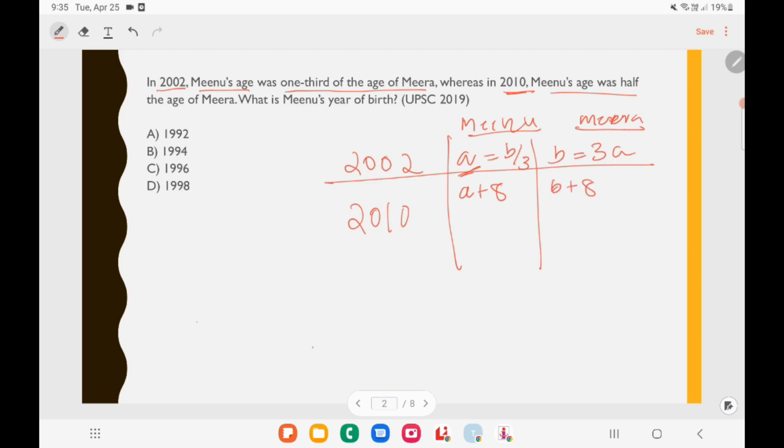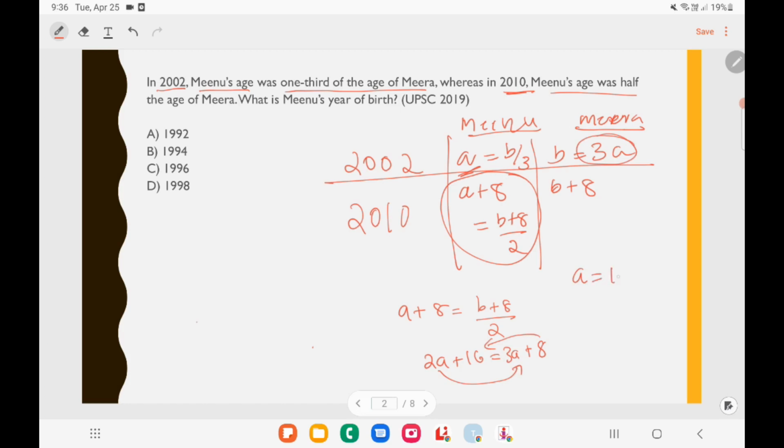It is said that in 2010, Meenu's age is half that of Meera. That means A plus 8 is equal to (B plus 8) by 2. Multiplying by 2, we get 2A plus 16 is equal to B plus 8. And B, you know, is 3A, so just substitute B as 3A. Now take the 2A to one side and the 8 to the other, and you will get A is equal to 16 minus 8, or A is equal to 8.